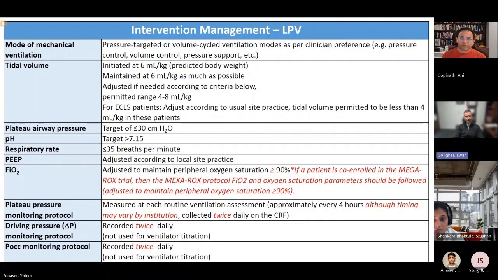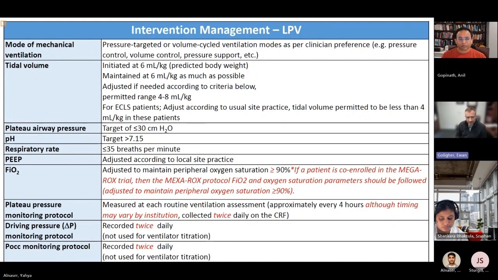The plateau pressure target is 30 centimeters of water. The pH target is greater than 7.15. That might be a little lower than what people are used to, but it's actually based directly on the ARDSNet ARMA protocol. The respiratory rate target is at or below 35 breaths per minute. And then the PEEP, as I said, is adjusted according to local site practice. And the oxygen saturation is adjusted to maintain a saturation of 90% or more.